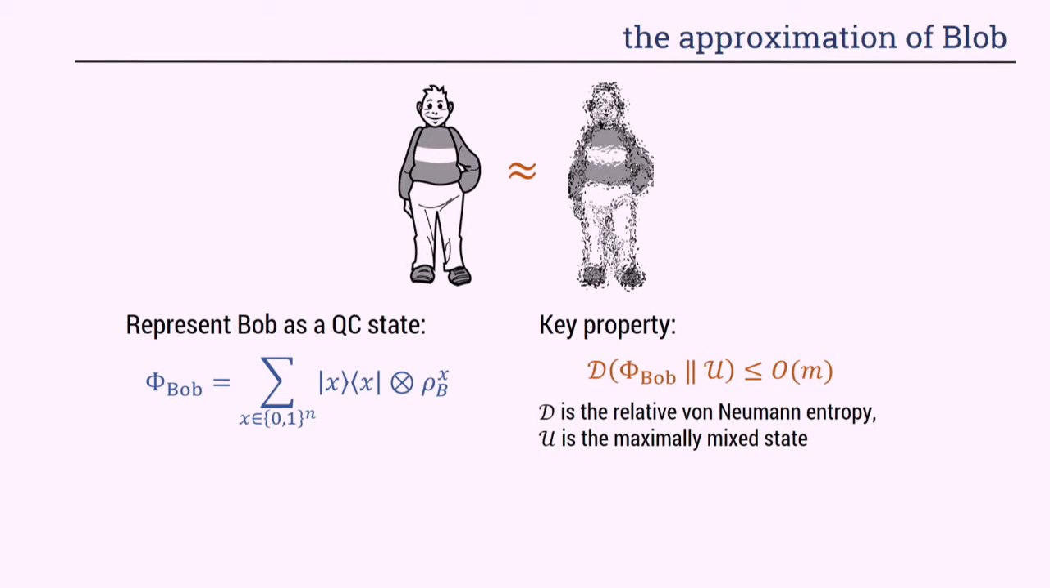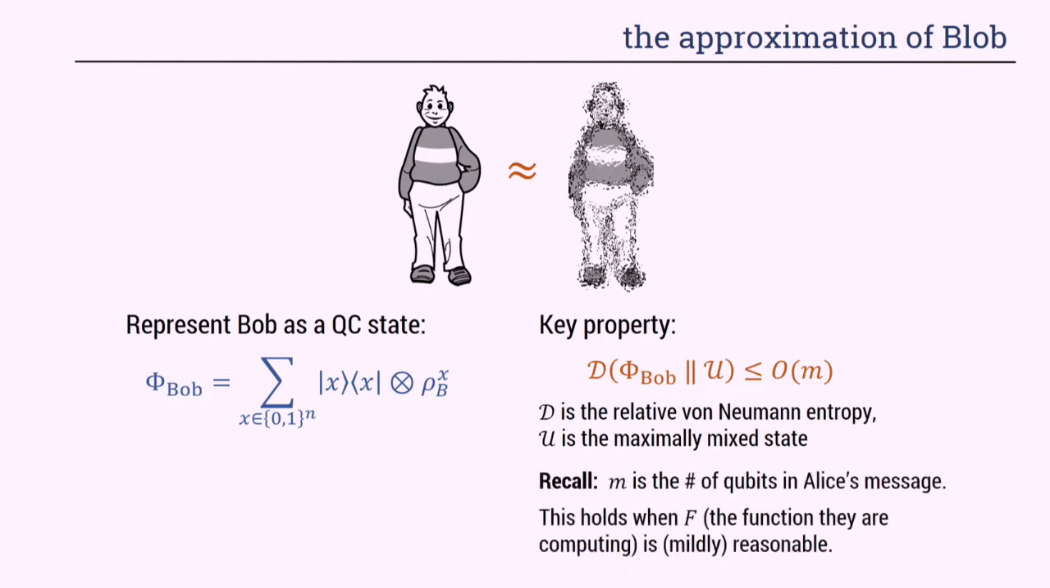What's the reason for that? Basically, if the function they're trying to compute is relatively well spread out, then on every x, Bob tends to output values between 0 and 1. So the point is that Bob is actually outputting something that has a lot of entropy.